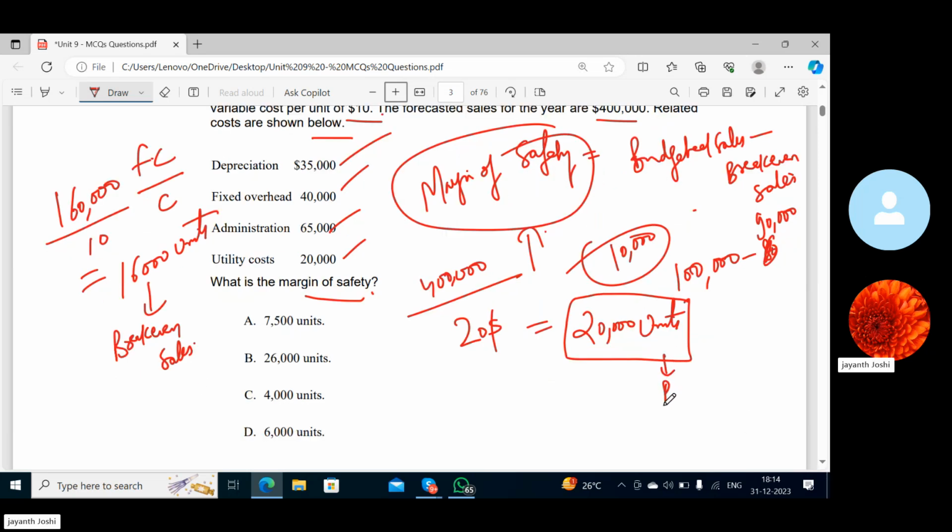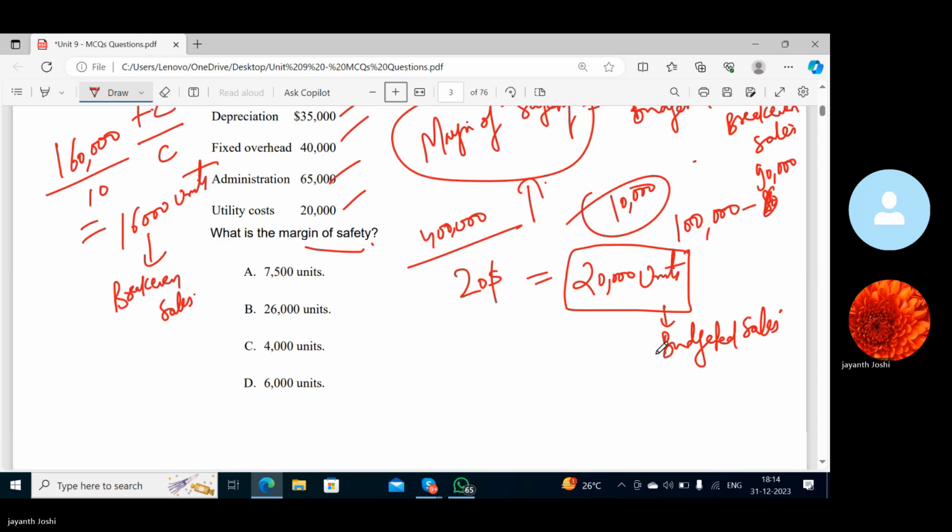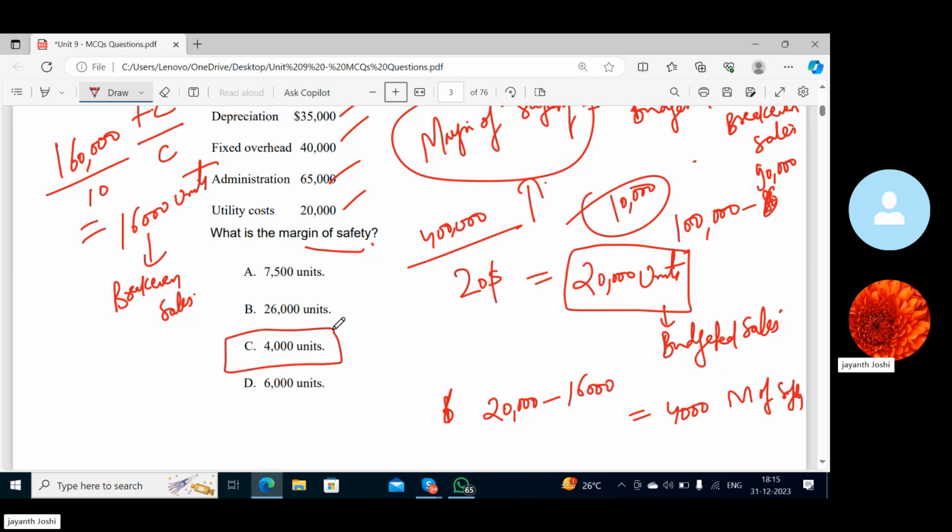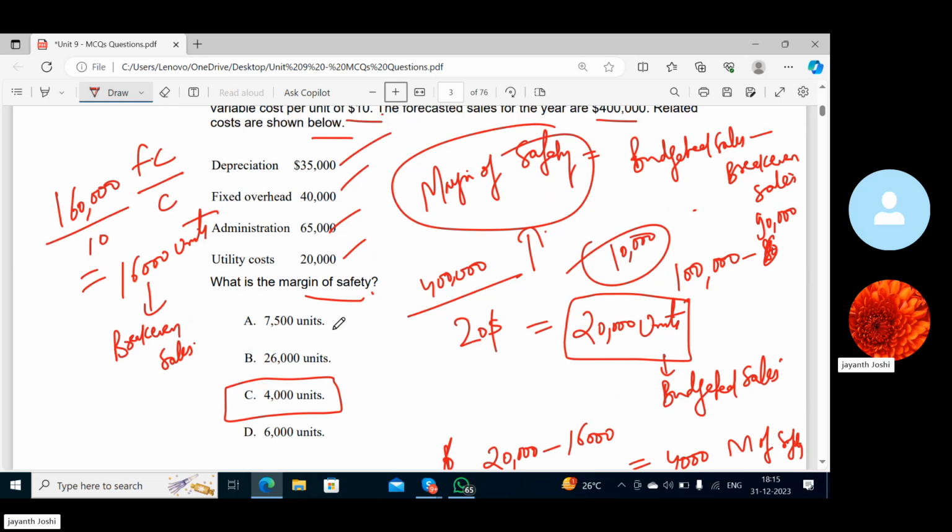20,000 is budgeted sales. So budgeted sales 20,000 minus 16,000. So what is this? 4,000. 4,000 is the margin of safety. You want to note this down? Yes.